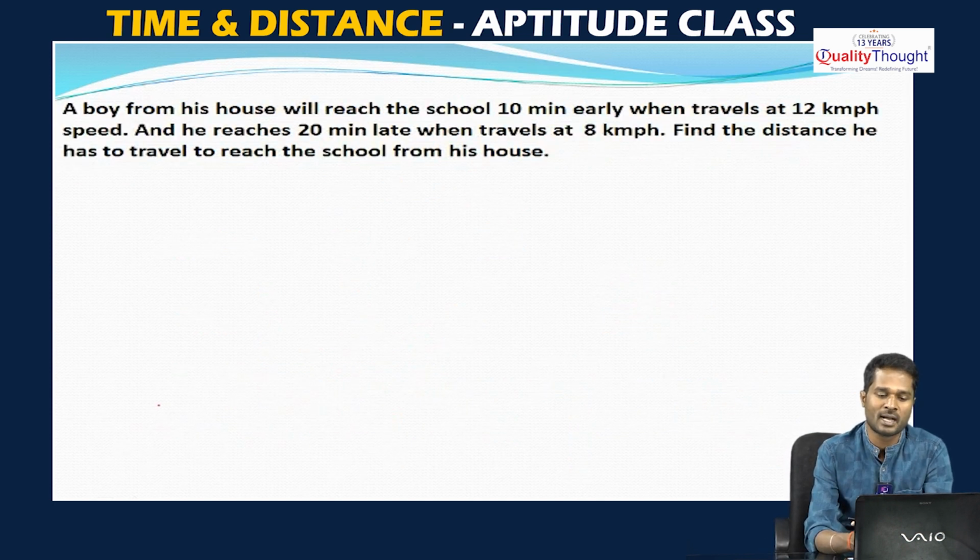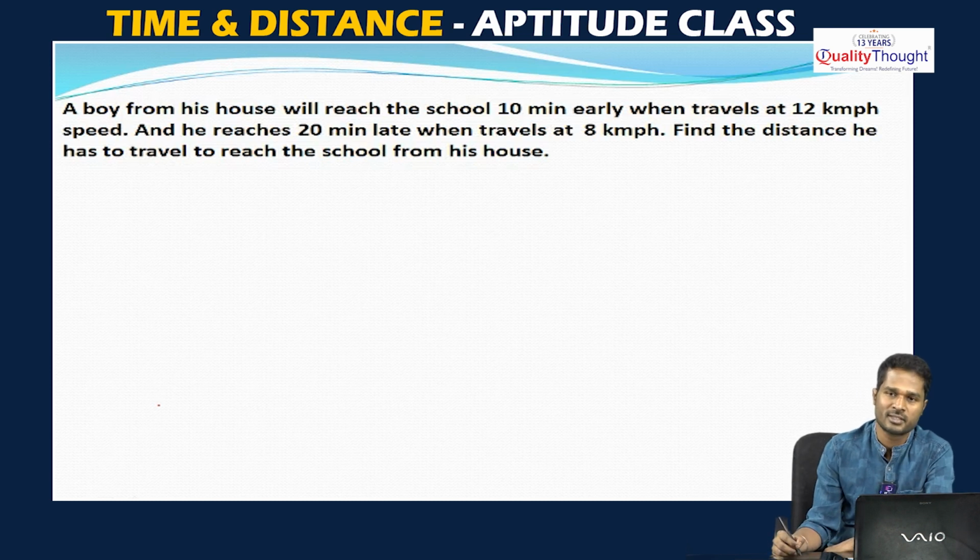A boy from his house will reach the school 10 minutes early when he travels at 12 kilometers per hour speed, and he reaches 20 minutes late when he travels at 8 kilometers per hour speed. Find the distance he has to travel to reach the school from his house. This is the third question we are solving of the same type, and for it we will see the third method.